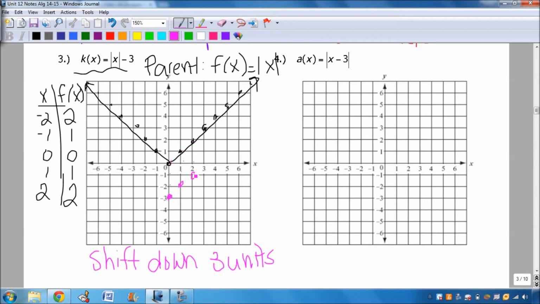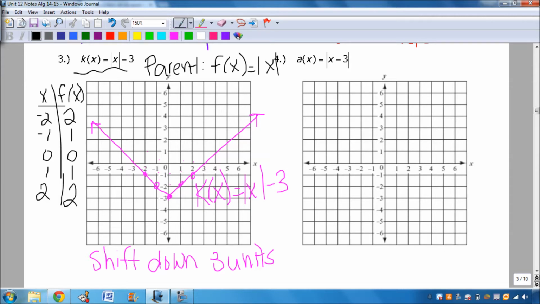I'm going to go to the other side. Take this point, go down 3 units. Take this point, go down 3 units. And then this right here is what your new graph is going to look like. So this is k of x is equal to the absolute value of x, and then I'm going to subtract 3 from there. Let's erase our parent function, and now we know exactly what our graph is going to look like. Okay. All right, so let's take a look at question number 4.